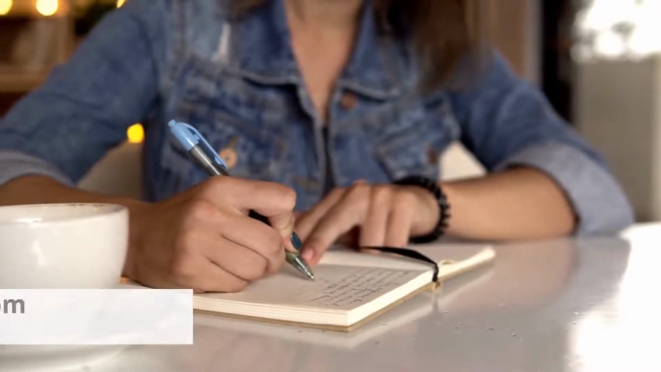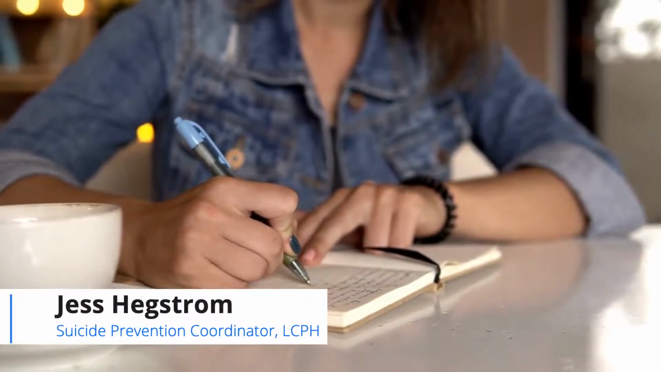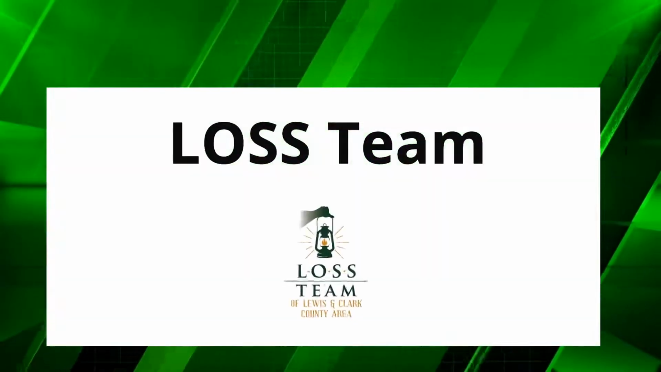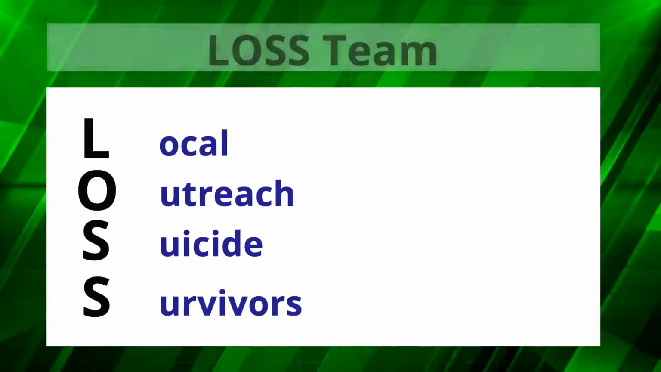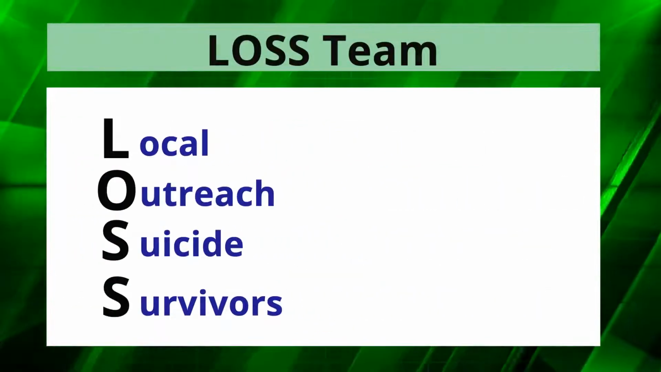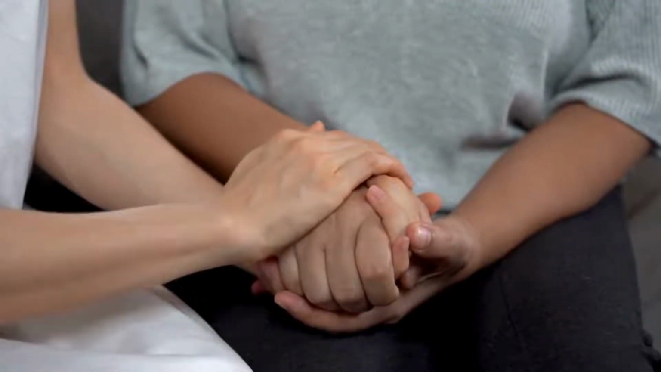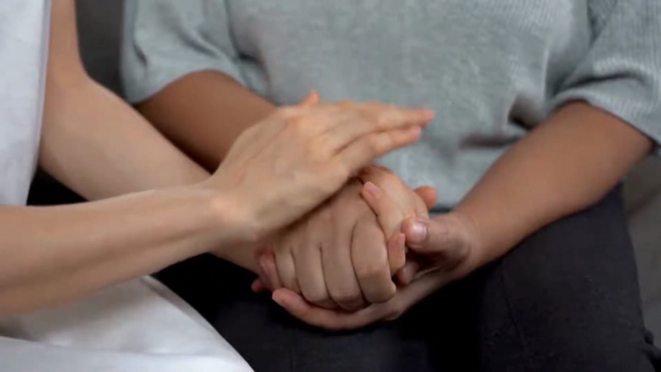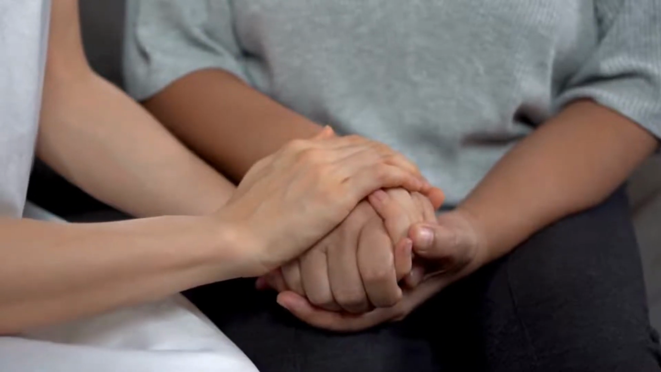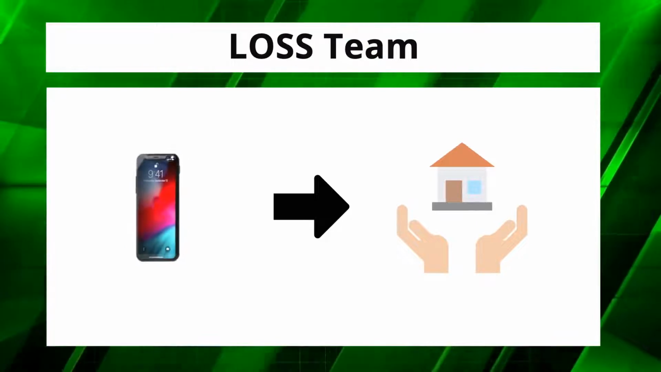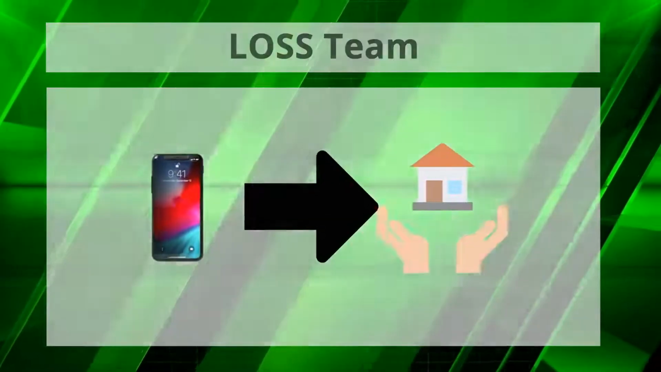Hi there, my name is Jess Hegstrom, and I am the Suicide Prevention Coordinator for Lewis and Clark Public Health. I'm going to tell you a little bit about our new program called LOSS Team. LOSS Team stands for Local Outreach to Suicide Survivors Team. Whenever there is a confirmed suicide, the coroner's office will notify the LOSS Team of this death, and then the team will go directly to the scene of the suicide or the home of the next of kin and provide direct support to them.